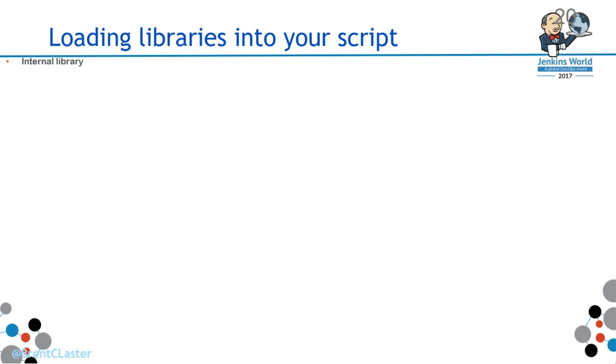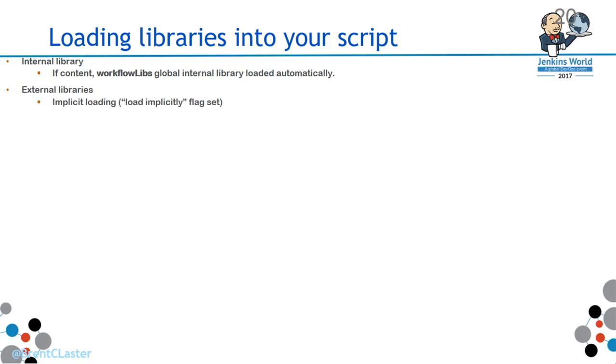When you're actually loading libraries into your script, so you've created the library out in source control, and you've set up the global configuration to give it a name and a location to pull it from, there are a couple of different options for bringing it into your pipeline job. If you have content in workflow lives in that internal Git repository, then it automatically gets loaded. More commonly, though, if you're bringing in a shared library from an external SCM, and you have the load implicit flag set, then it's going to automatically bring it in. It's loaded each time you start up. There's no annotation or command needed to bring it in.